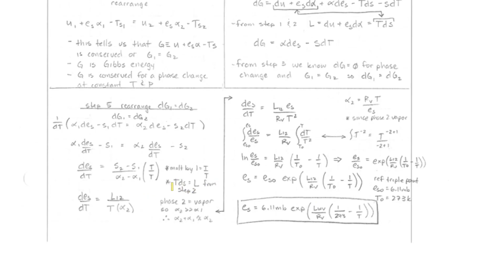But TdS from step number 2, as well as we used it in step number 4, is equal to L. And this is L12, or the latent heat of vaporization, where phase 2 is vapor. So one thing we can say about the specific volume of vapor is that it's much, much greater than the specific volume of liquid or solid. So to a close approximation, we can say that alpha 2 plus alpha 1 is approximately equal to alpha 2. So we substitute alpha 2 into the equation instead of using alpha 2 minus alpha 1.